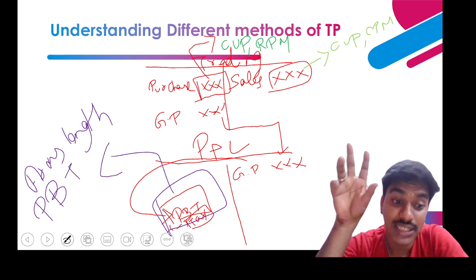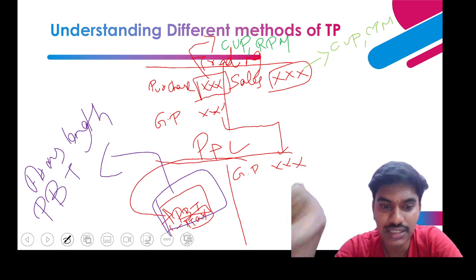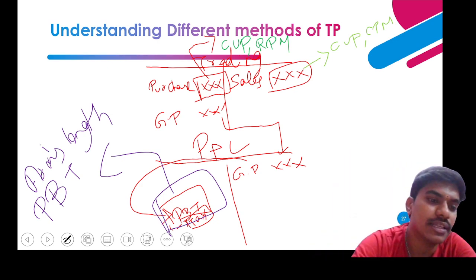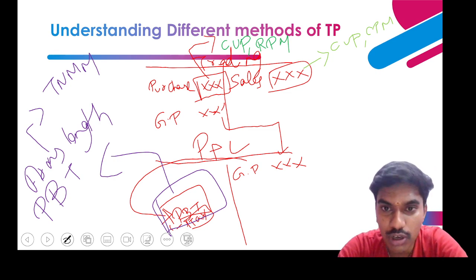Okay, wow. Instead of me determining arm's length purchase, instead of me determining arm's length sales, I am determining arm's length PBT. This is TNMM. Sir, then there is another method, sir. There is a different method. We'll come to that separately.